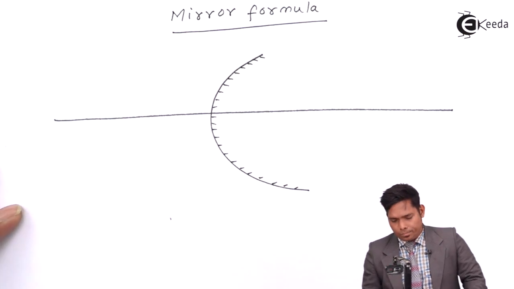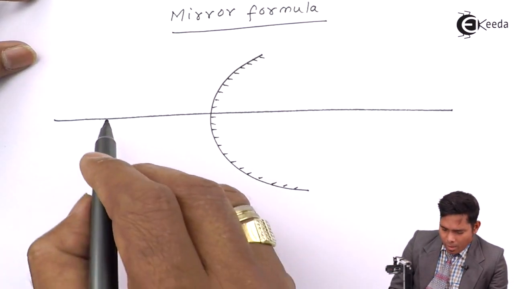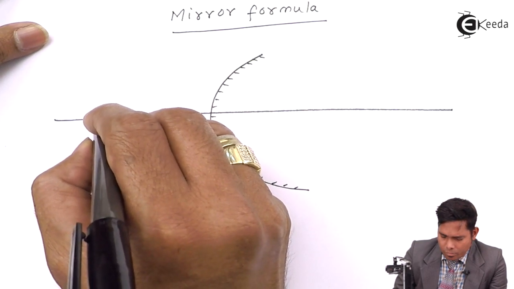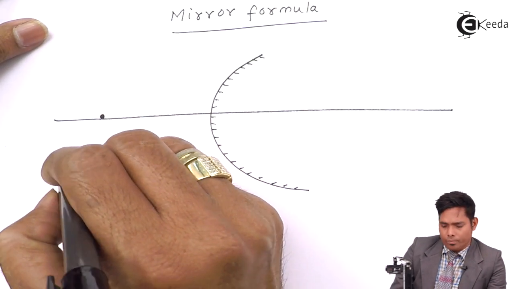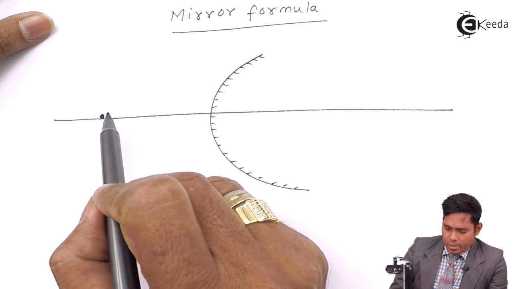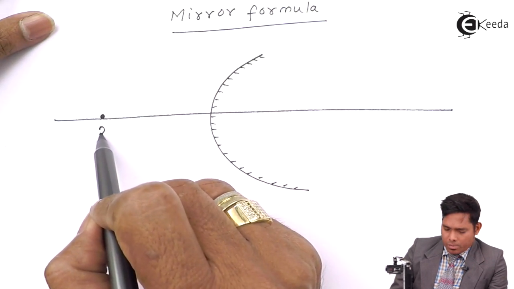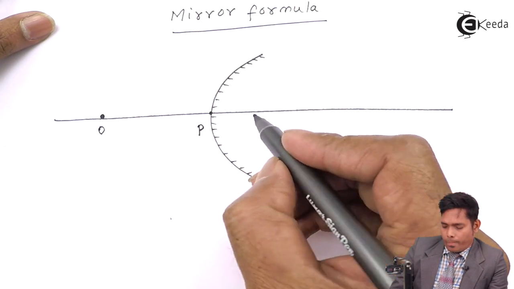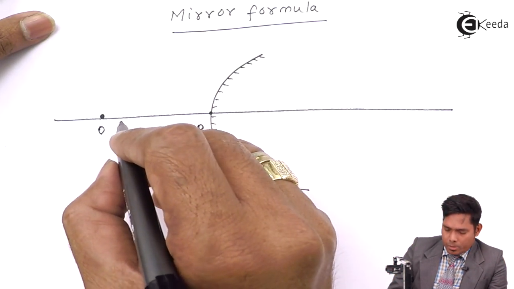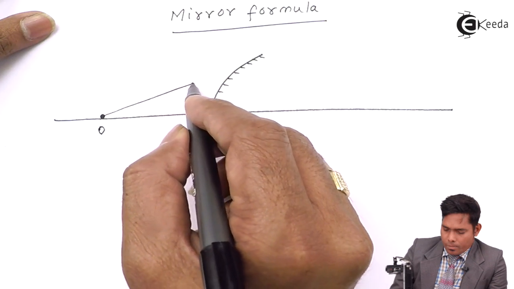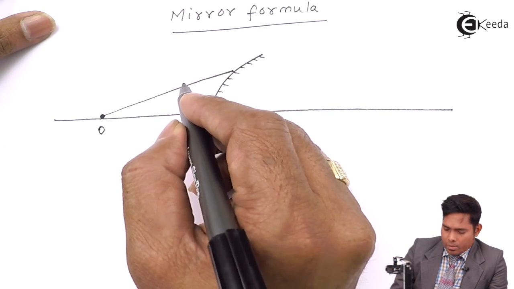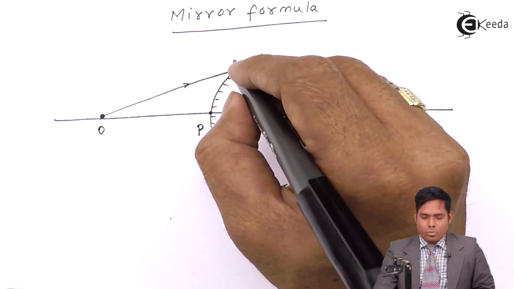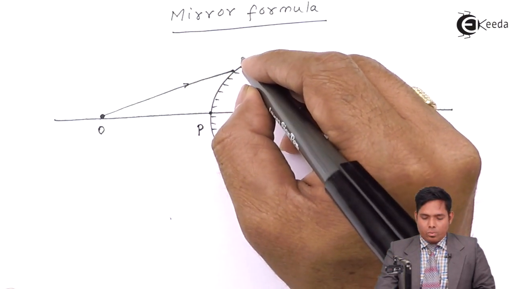Now I'll consider a point object from which the ray will go. This is the object which is placed here, this is the point which is the pole, and the ray goes like this and strikes somewhere here. The point, say Q. It is at that point Q.